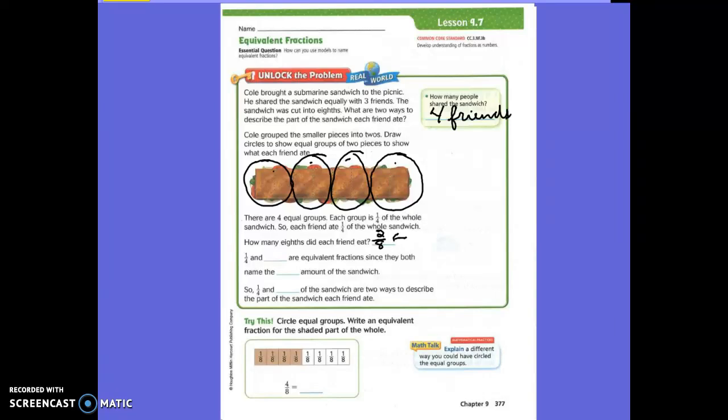It's still, they're kind of still the same, yeah? It's just this amount of sandwiches that they're cut into. And the groups is just how we made a group. Okay? So, 2 8ths and 1/4. Okay, that's this question. So 1/4 and blank are equivalent fractions. What's the blank going to be? 1/4 and what else is the equivalent?